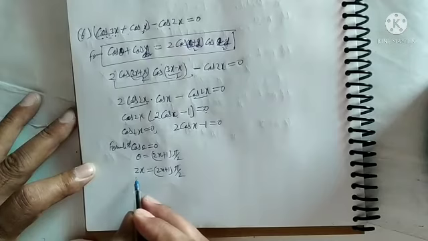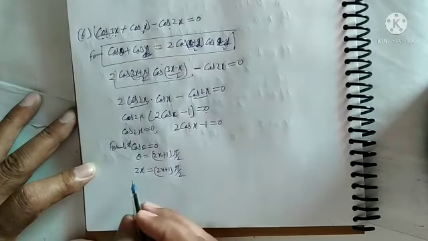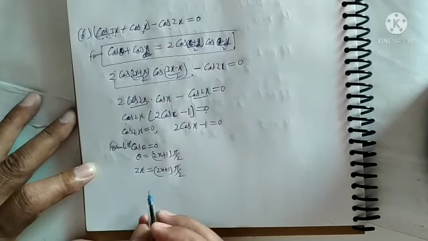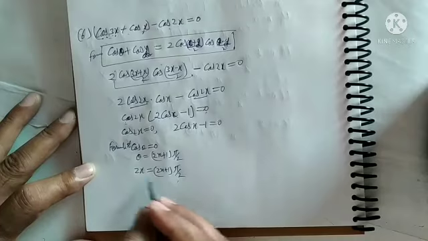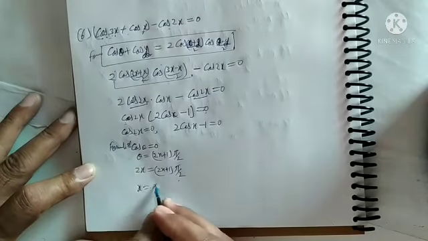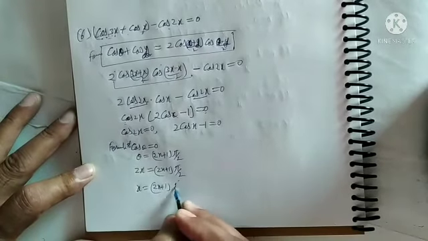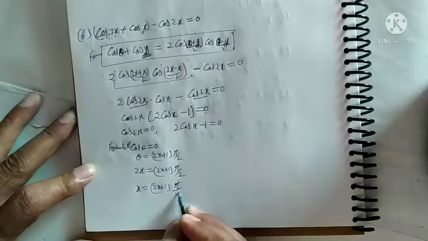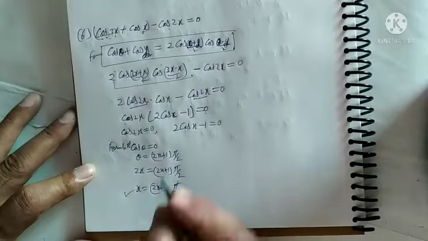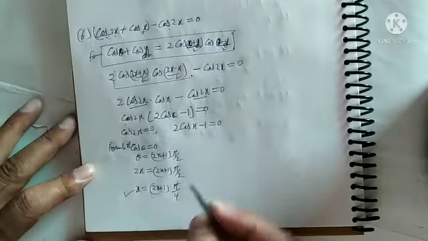Then what you can do here, this 2x is here. So this 2 will go down, then this 2 will go down and multiply, then x is equal to (2n plus 1) pi upon 4. This is the first solution we got from this term.